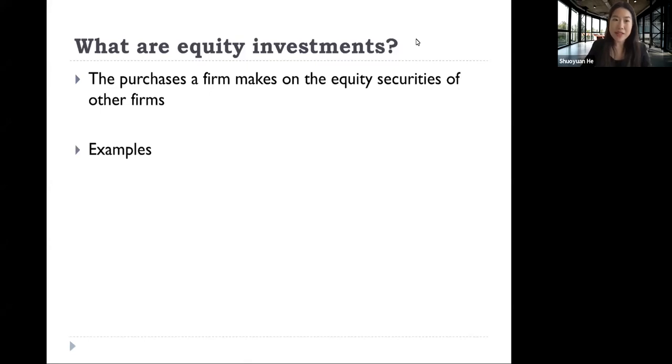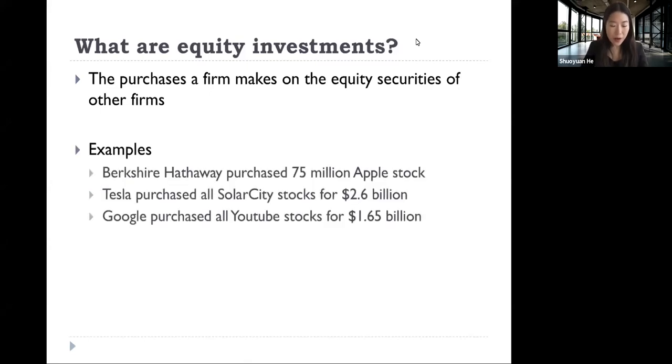And here are some examples. The first one is Berkshire Hathaway, for example, purchased 75 million of Apple stock. This is an equity investment that Berkshire Hathaway made on Apple stock. And then Tesla purchased all Solar City stock for 2.6 billion. This is an equity investment made by Tesla. Google purchased all YouTube stock for 1.65 billion, and this is an equity investment that Google made.